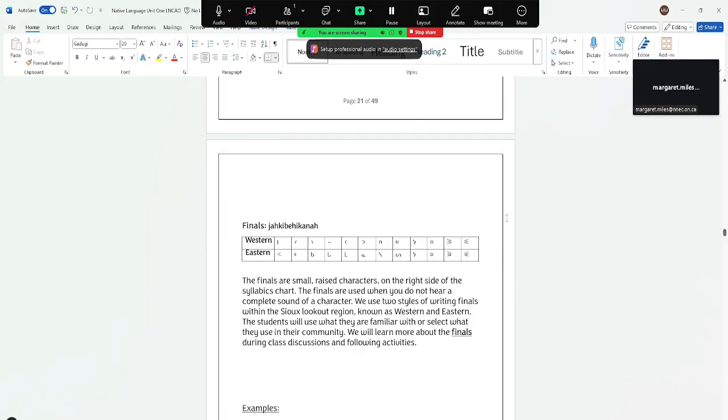So the finals are small, raised characters. That is on the right side of the syllabic chart. So the finals, we said, are used when you do not hear a complete sound of a character.